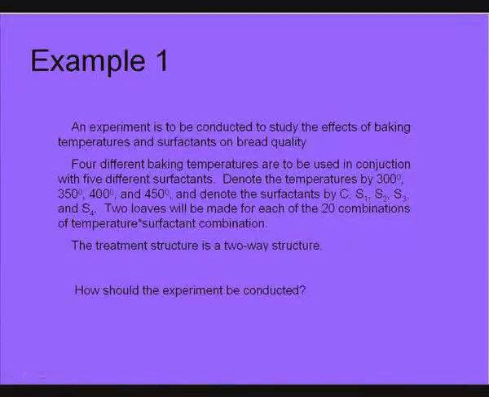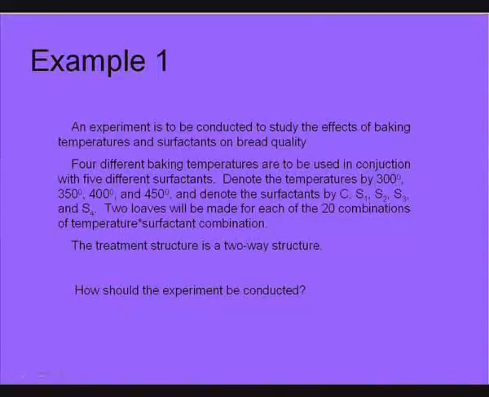Some of the things I'm going to talk about next are some of those kinds of experiments that I've come across. The first example, though, is suppose an experiment is going to be conducted to study the effects of baking temperatures and surfactants on bread quality. 4 different baking temperatures are to be used in conjunction with 5 different surfactants. We might denote the temperatures by 300 degrees, 350, 400, 450, and denote the surfactants by C for control, and then S1, S2, S3, and S4 for some different types of active surfactants.